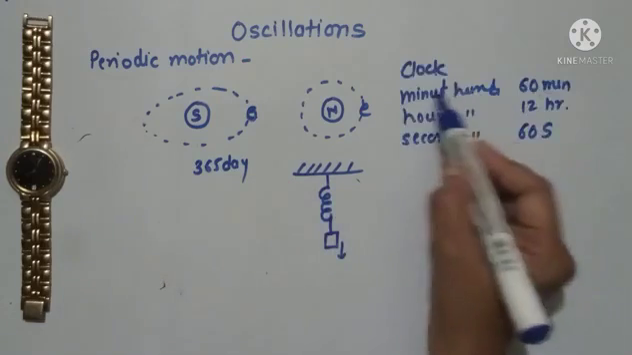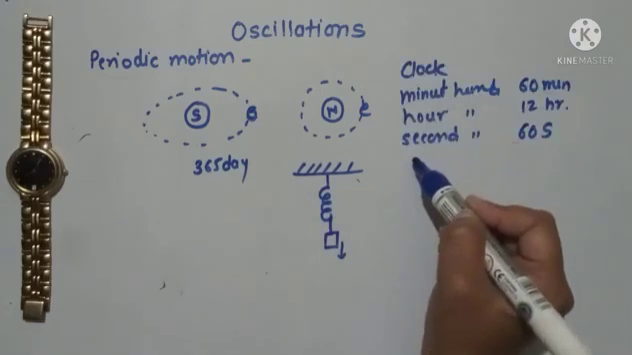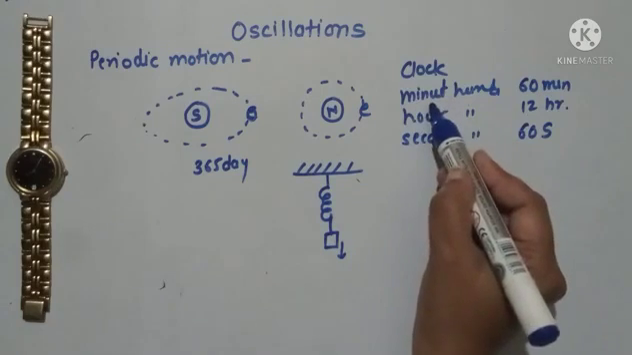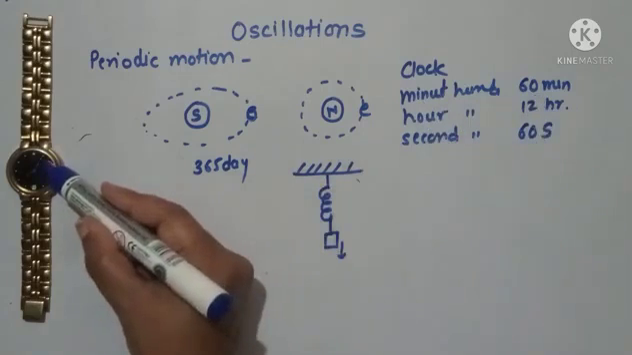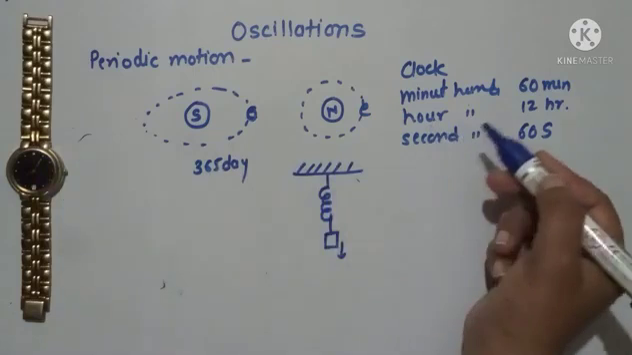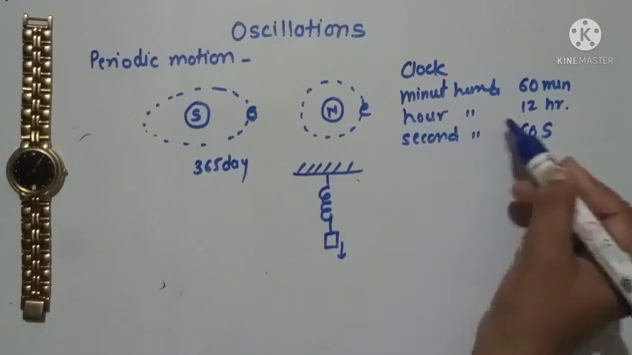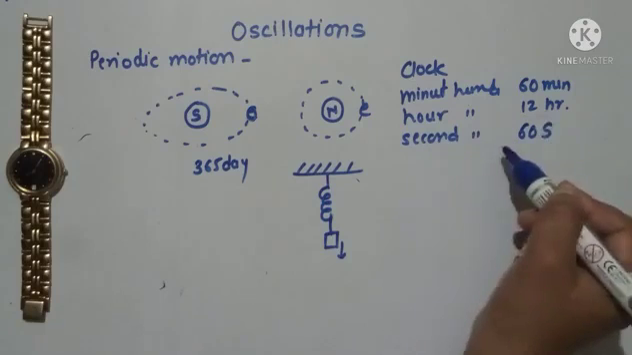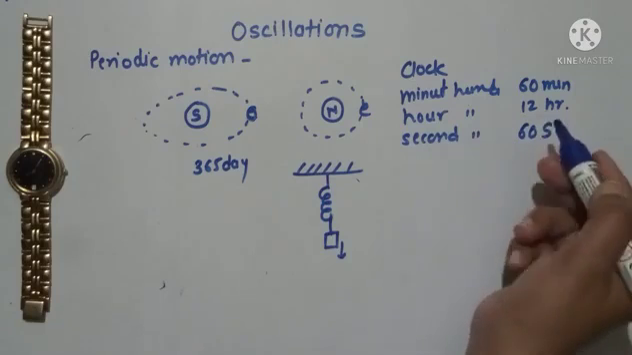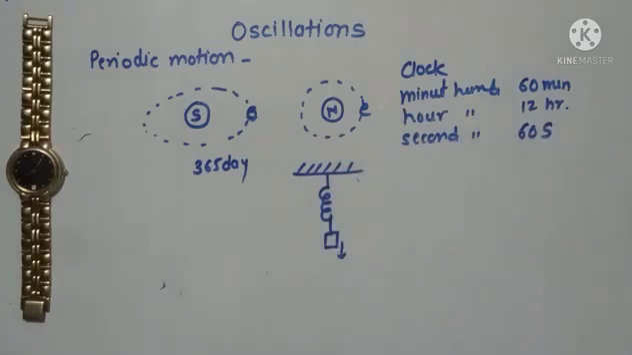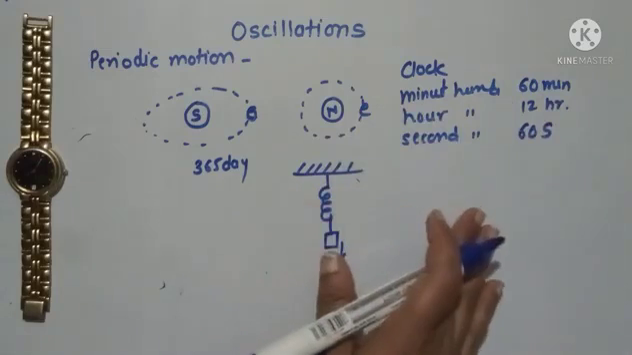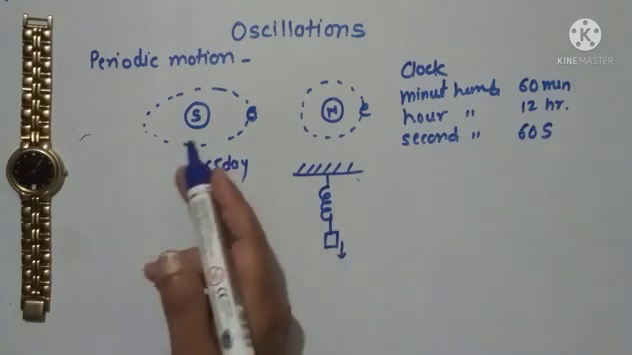If you consider a clock, in a clock we have a minute hand, an hour hand and a second hand. The minute hand has a periodic motion of 60 minutes. It means that every 60 minutes the minute hand will come into the same position where it started. The hour hand comes to the same position after 12 hours, and similarly the second hand comes to the position where it started every 60 seconds. Such motions are called periodic motions. In day-to-day life we come across an enormous number of these periodic motions.